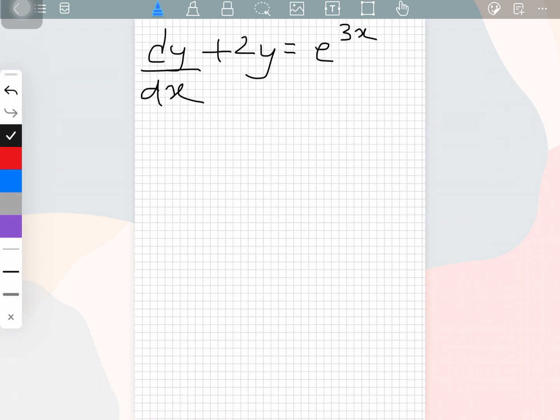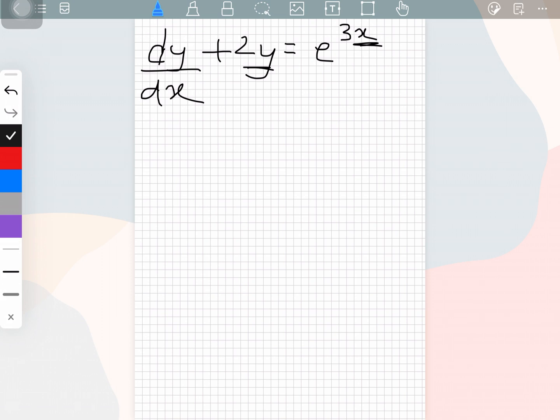So let's see, it is in the form of dy over dx, and the coefficient is 1, so our first criterion is met. The second criterion is the standard form: dy over dx plus py is equal to q(x). So we have x on the right hand side, y over here, and it's in the form of dy over dx. So yes, this in fact is in the standard form. We've already converted it into the standard form, so we don't have to do anything else.